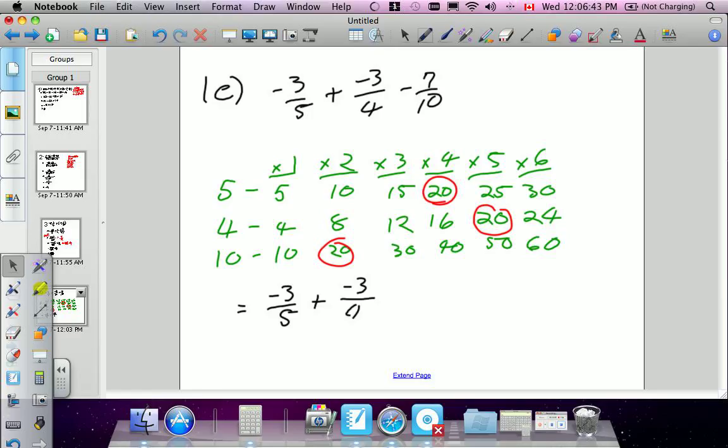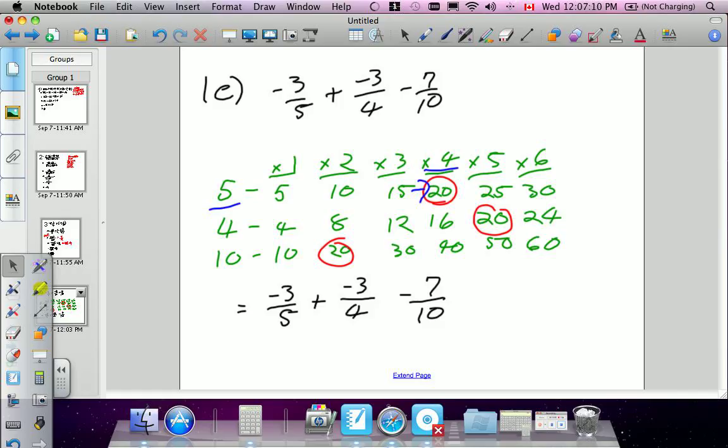Minus 7 over 10. Okay? I know this needs to be 40, so I have to multiply the top and the bottom of the fraction. I need to make the bottom of the fraction 40, but whatever I do to the bottom of the fraction, I have to do to the top. I need to make 5 into 20. In order to do that, 5 multiplied by 4 makes 20.